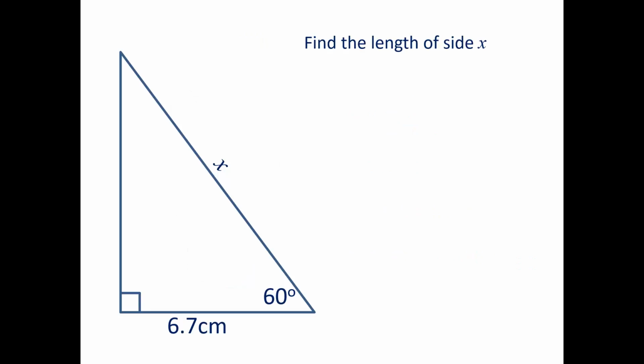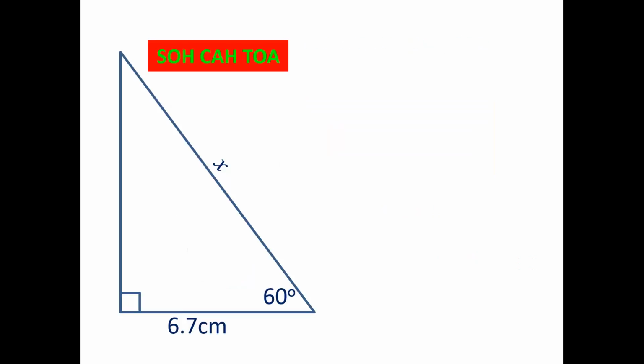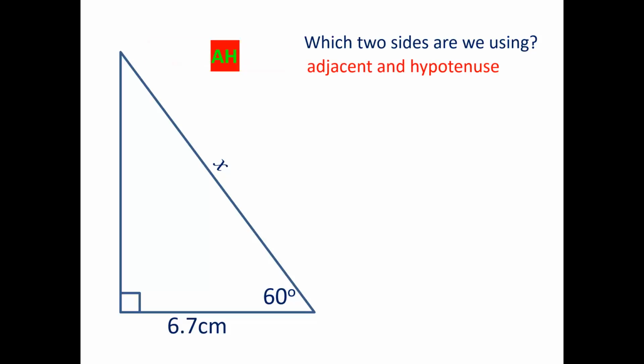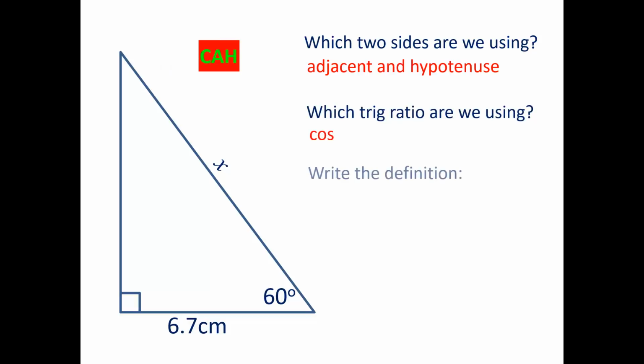Right, let's have a look at another one, and again it's the four W's. Let's write SOH CAH TOA there. Which two sides? Well, we've got a 60-degree angle, 6.7 is the adjacent, x is the hypotenuse, so adjacent and hypotenuse, there's the A and H in SOH CAH TOA, so that goes with C for cos. So we're going to use cos. Write the definition. Cos is adjacent over hypotenuse. In this case we've got cos 60 equals the adjacent, 6.7, divided by x. Fourth W, work it out.